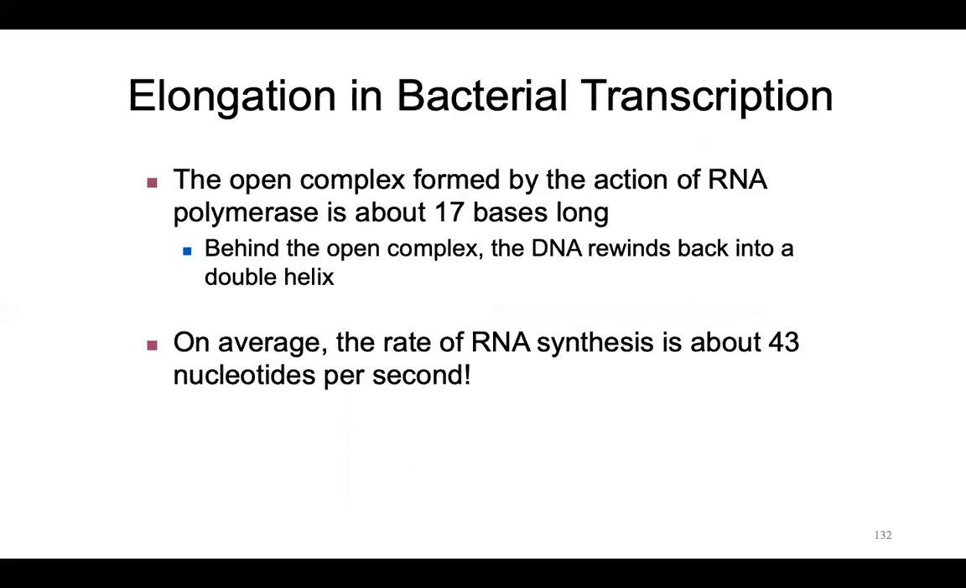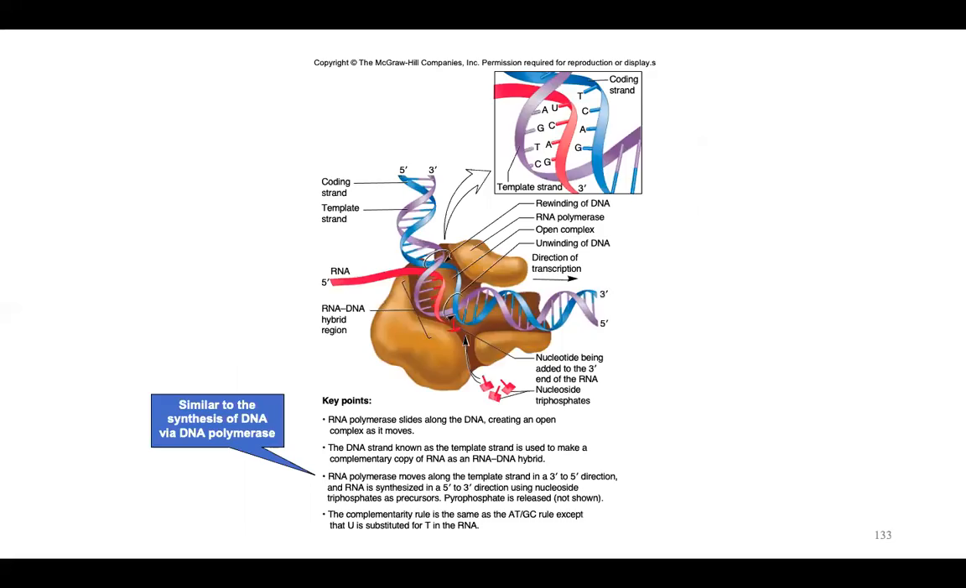The open complex formed by the action of RNA polymerase is about 17 bases long. Behind the complex, the DNA rewinds back into a double helix. On average, the rate of RNA synthesis is about 43 nucleotides per second. Okay. So key points: RNA polymerase slides along the DNA, creating an open complex as it moves. The DNA strand, also known as the template strand, is used to make a complementary copy of RNA as an RNA-DNA hybrid. So this is the RNA-DNA hybrid.